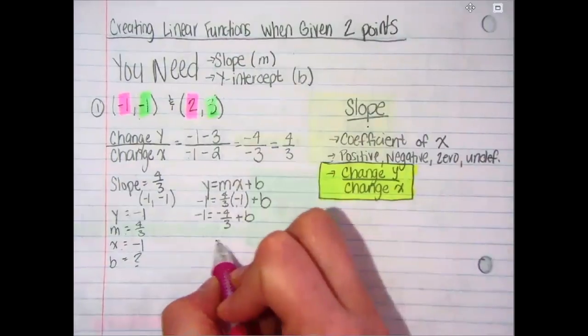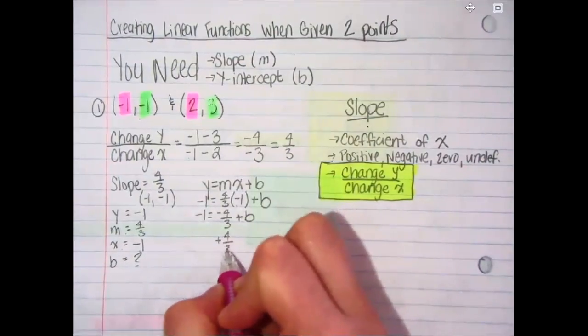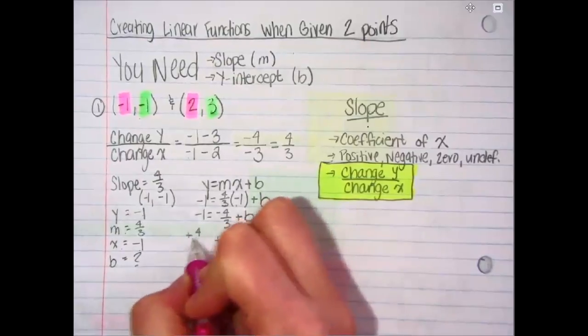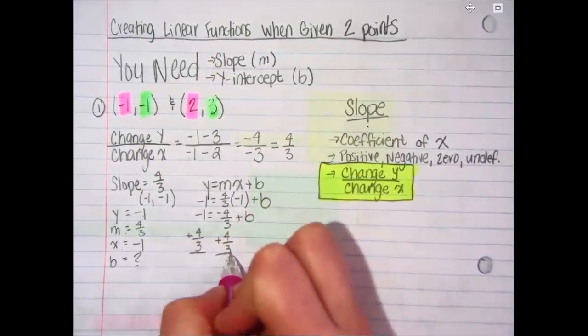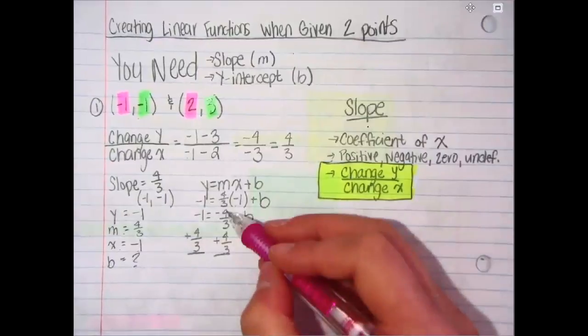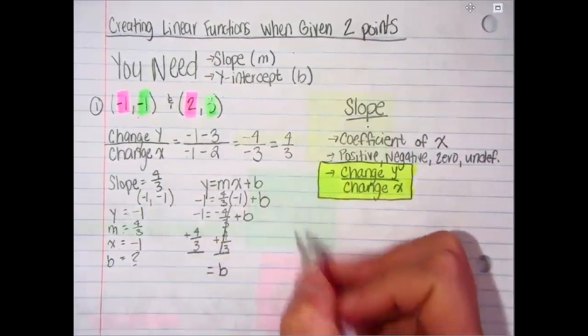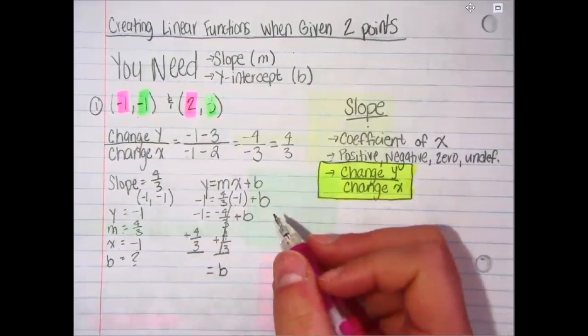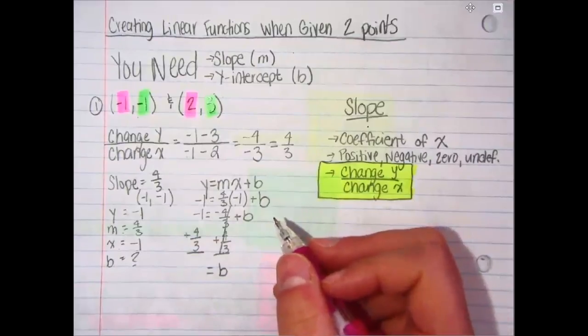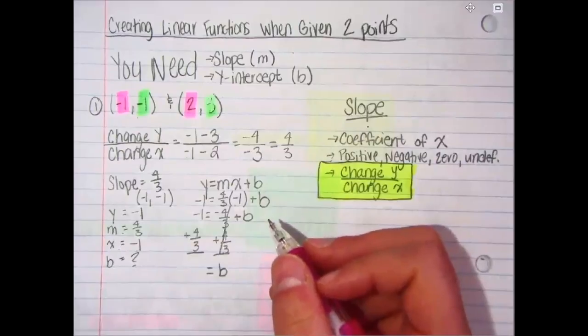Would you add... Yep, now I'm going to add 4/3 to each side. Right, because I want b by itself. So that cancels out, that's going to create a 0. And 4/3, isn't that the same thing as 1 1/3? Yeah. Okay. So let's think.